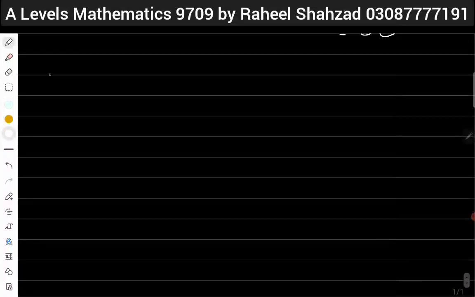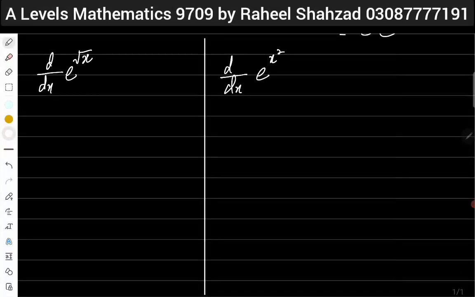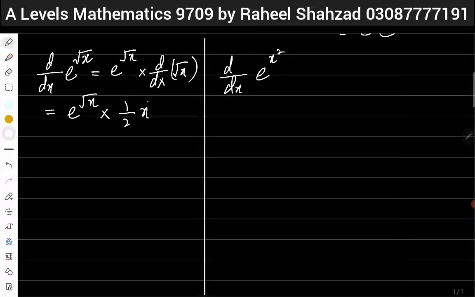So let's discuss some more questions. E raised to the power under root x, so that is basically e raised to the power under root x into the derivative of this under root x, right? That will be e raised to the power under root x into 1 by 2 x raised to the power minus 1 by 2, which eventually becomes 1 by 2 under root x e raised to the power under root x.